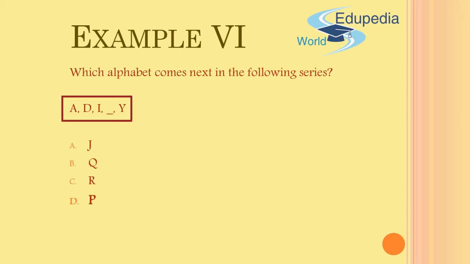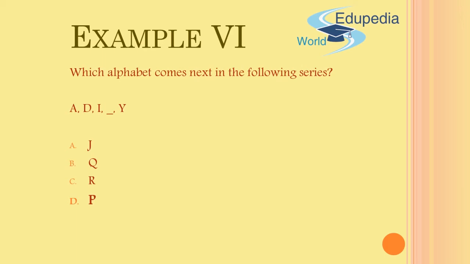In this one, I see I have A followed by D followed by I, and then there's a blank, and then there is Y. Without any preparation or any hint, I will not be able to make any sense out of this. A, D, I, some blank, and Y. So what logic can I use to solve this problem?